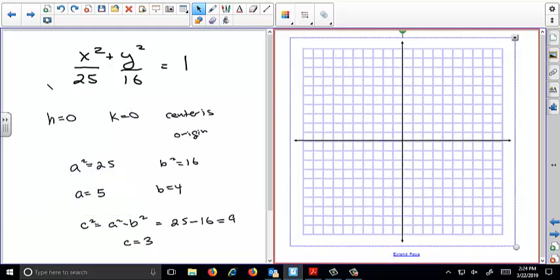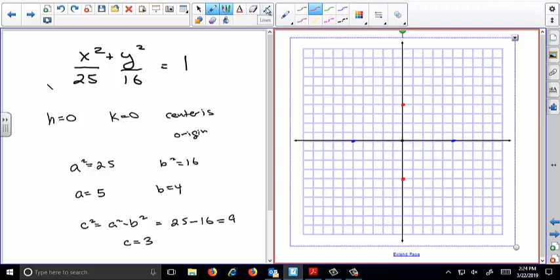Okay, so plot the center. So that's the center. The next thing you do is you go in the x direction 5 units. So let's do that. 1, 2, 3, 4, 5. So that's that way, and you go the same the other way. 1, 2, 3, 4, 5. You start at the center, you go up 4 units. 1, 2, 3, 4. And go down 1, 2, 3, 4.